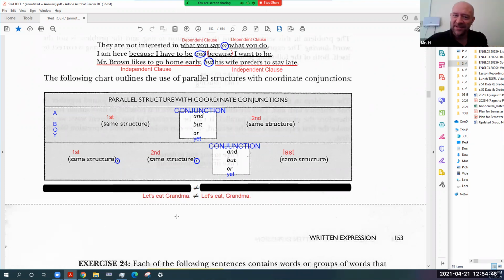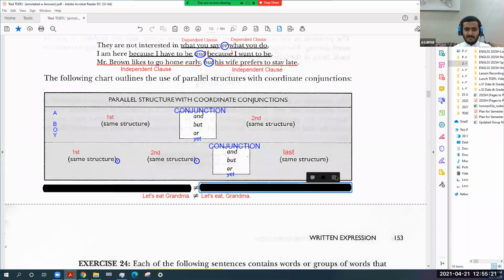Now, does that mean the same thing? No. On the right side, you're saying to your grandma, hey, Grandma, let's eat. On the other side, Grandma is dinner. Grandma is your meal. Do you understand? I'm trying to tell you, commas are important.